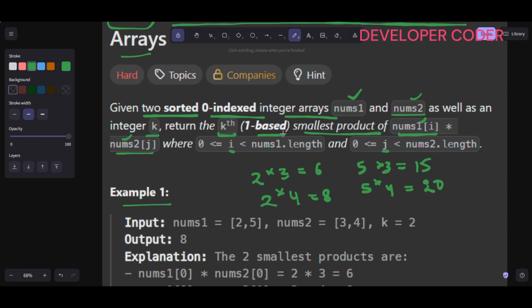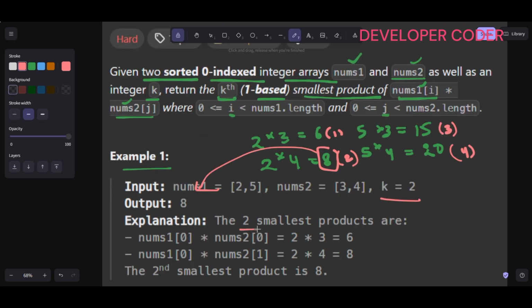We have to return the kth smallest, and it is one-based. So simply this is 1, this is 2. If I sort it: 6, 8, 15, 20. Now k is 2, so for 2 we see the output 8. 8 is our output, that's it, right? The two smallest products are nums1[0] times nums2[0], 2 times 3 is 6, and 2 times 4 is 8. The second smallest product is 8, right?